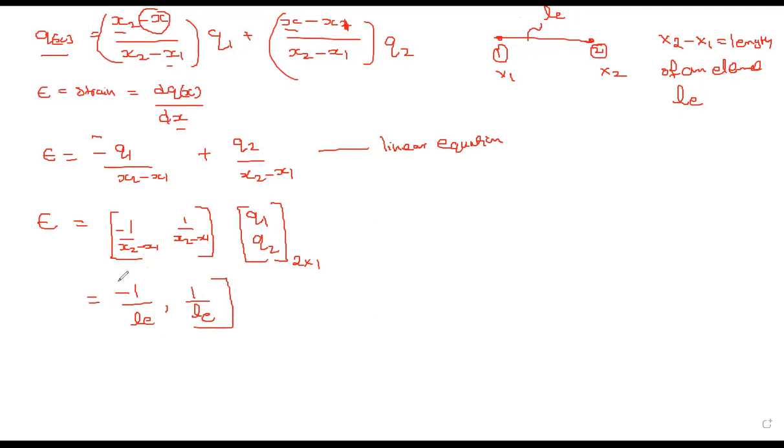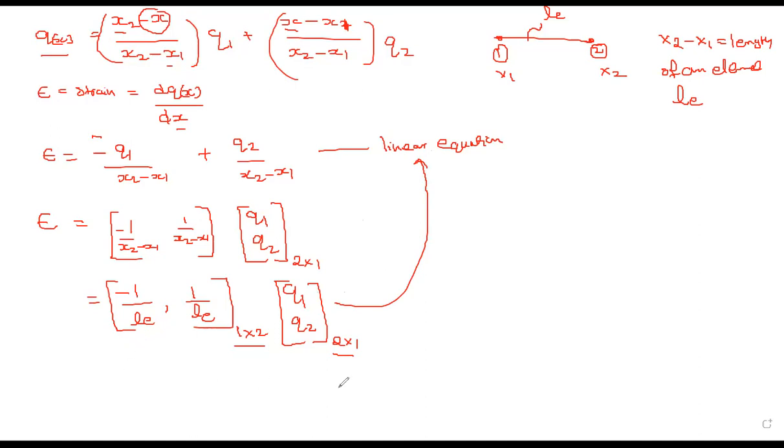This is called a row matrix only. There will be one row and two columns, into Q1, Q2. Here Q1 and Q2 would be 2 by 1. If you multiply 1 by 2 into 2 by 1, you are going to get only one equation, that is the linear equation. So what I have done here is just transfer the linear equation into a matrix form. Okay, so this is the matrix form.